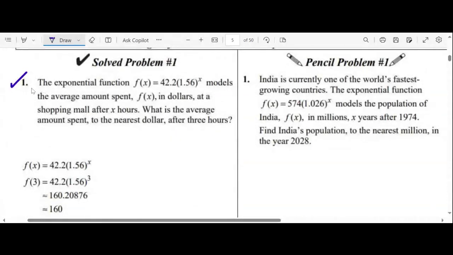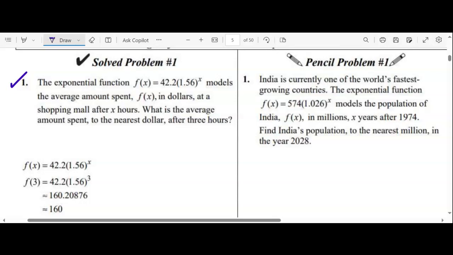I need someone to read number 1. Who can read number 1? Please. y equals 42 times 1.56 to the power of x models the average amount spent, y in dollars, at a shopping mall after x hours. What is the average amount spent, to the nearest dollar, after 3 hours?